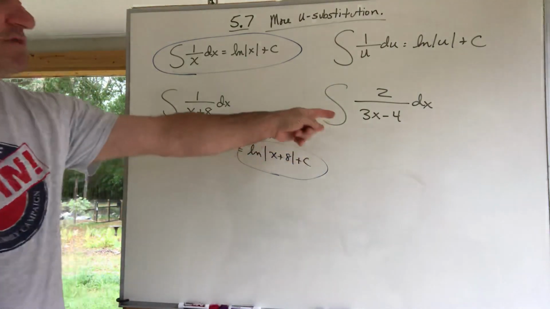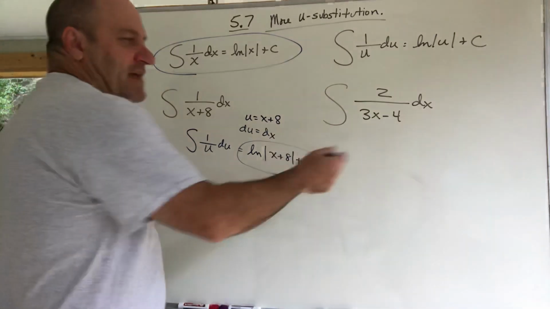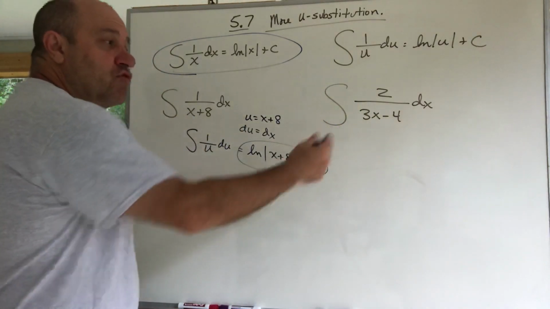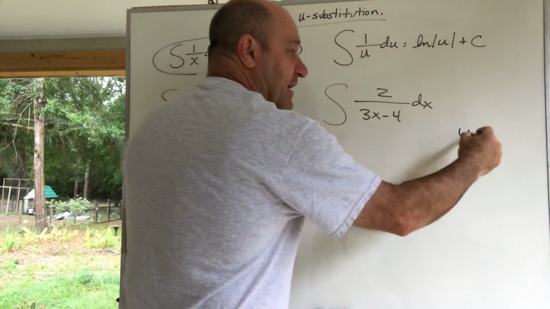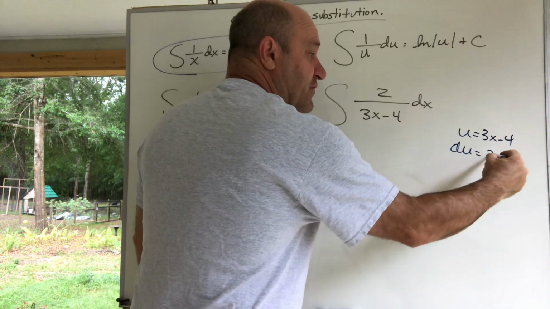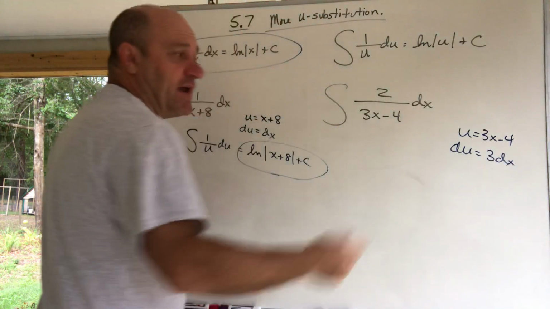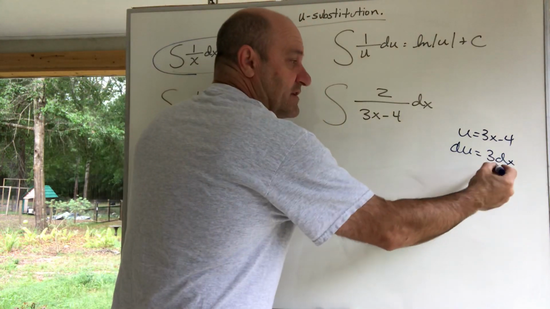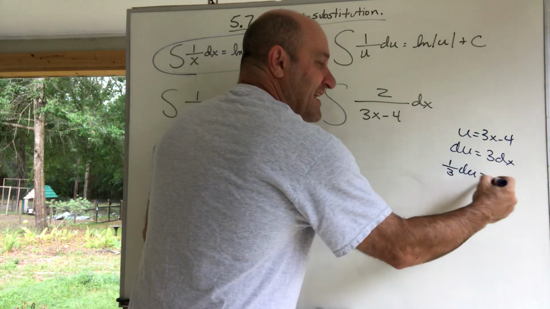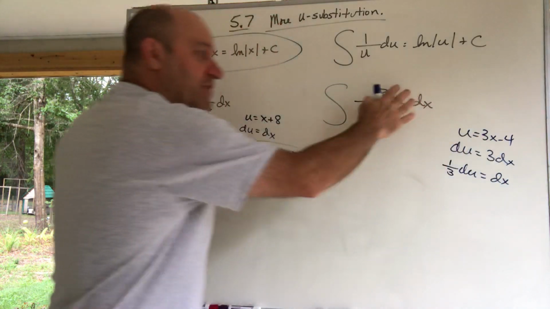Okay, now watch this one. This was a little different. This time it has a 2 in the numerator. That's not a big deal. The 2 just comes out. But the u would be that denominator again. I'm going to let u equal 3x minus 4. The du this time is a 3 dx. And I've tried to explain this in my previous videos, that you divide by 3, 1/3 du is dx. And then you replace all this stuff.